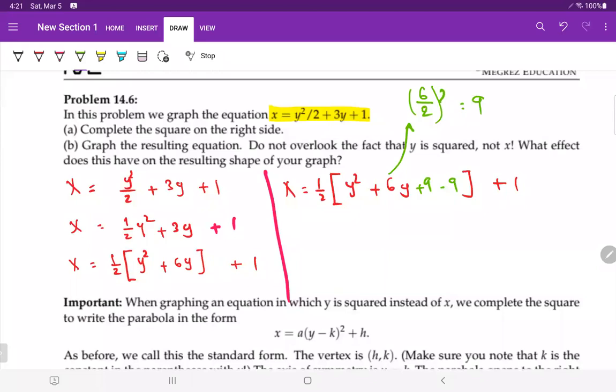Why do we add and subtract? Because that means we did nothing. We added 0. Now, this parentheses, we don't like to include the last guy, negative 9, is bothering us. So we're going to get rid of him. How? We're going to just multiply him by the half and let him go. Let him take his share of the half. So x equals half times y squared plus 6y plus 9. Give him now his share of the half.